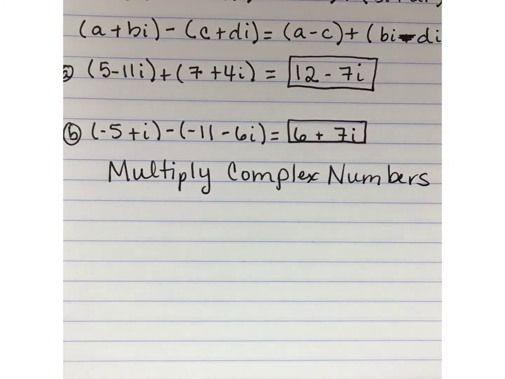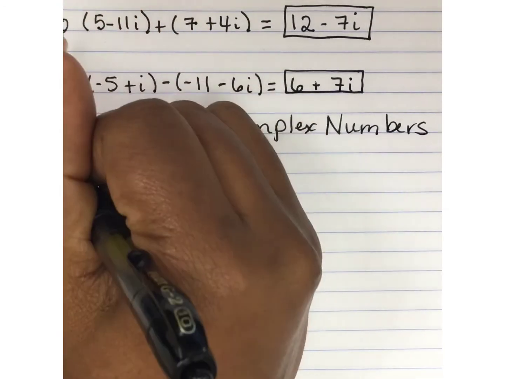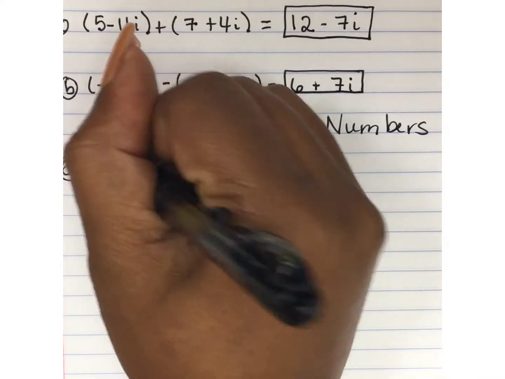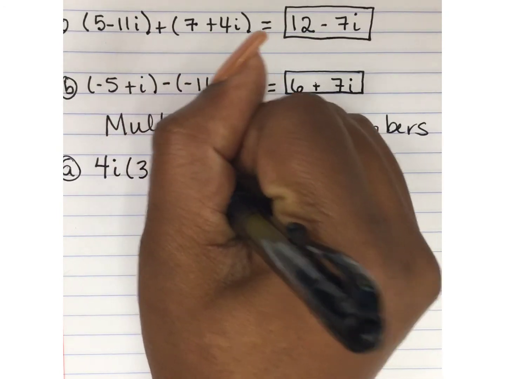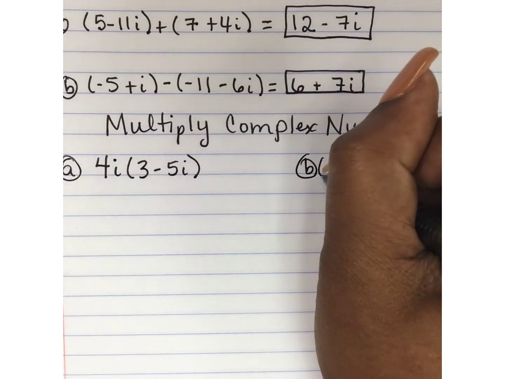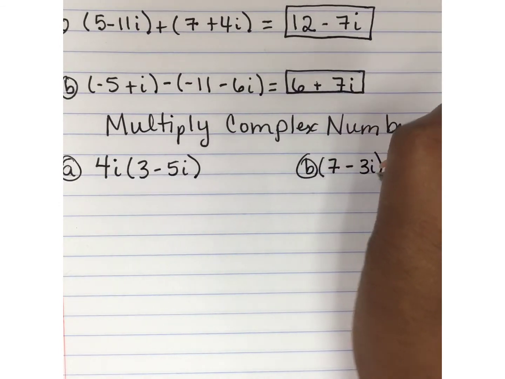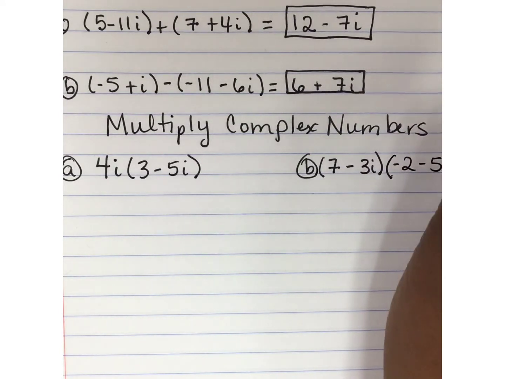We're going to multiply just like we would multiply any other numbers. So in A, let's say that we have 4i times 3 minus 5i. And let's say in B we have 7 minus 3i times negative 2 minus 5i.